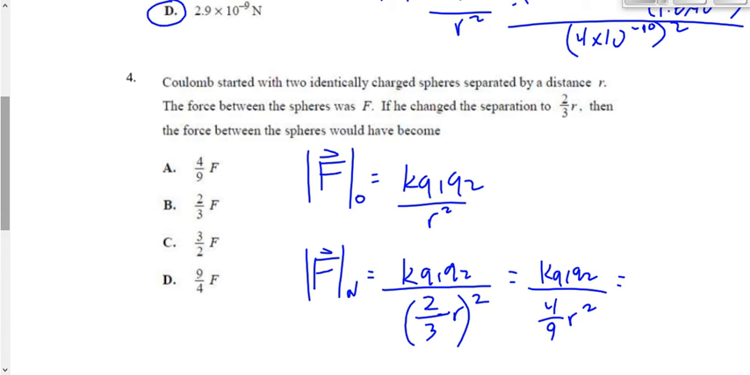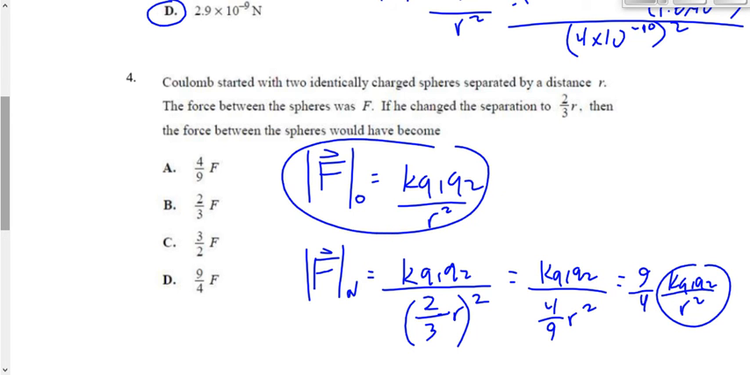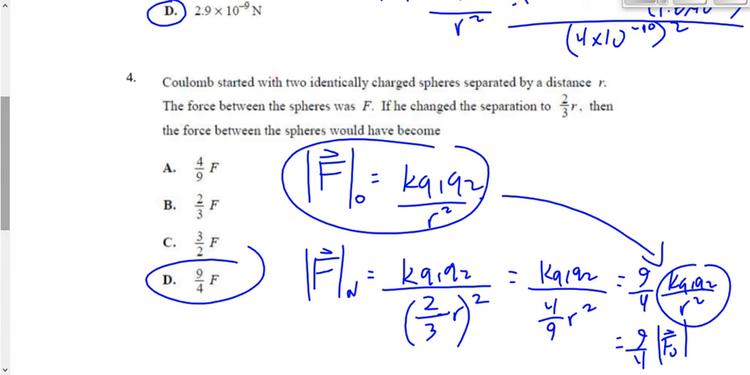If I go KQ1 Q2 over 4 over 9, that's the same thing as doing what? Dividing by 4/9 is exactly the same thing as multiplying by the inverse of it, 9/4. So it becomes 9 over 4 times KQ1 Q2 over R squared. And we know what the value of KQ1 Q2 over R squared is. It's my original force. So it's 9 over 4 times the original force. My answer becomes D for that one.